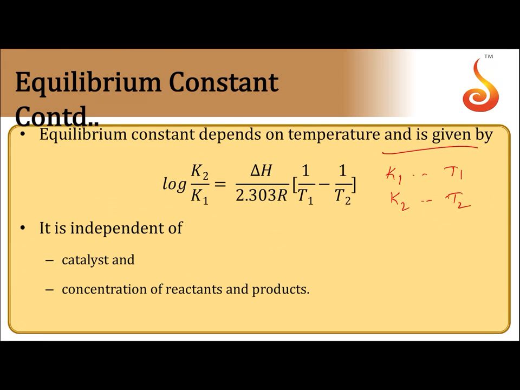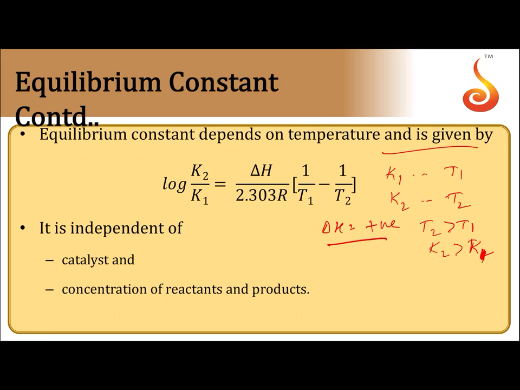Suppose delta H is positive, meaning an endothermic reaction, and if T2 is more than T1, then you can observe that the value of K2 will also be more than the value of K1. For an endothermic reaction, if T2 is more than T1, then K2 becomes more than K1. And for an exothermic reaction, it is going to be opposite, meaning delta H is negative, and if T2 is more than T1, then K2 will be less than K1.